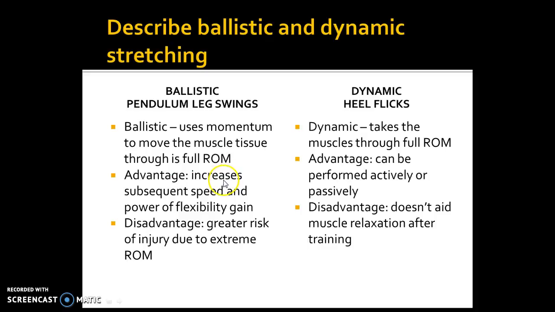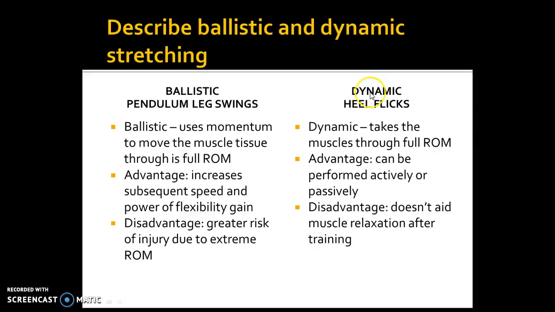Now this is really good for activities where you need extreme speed, flexibility and power. However, there's an increased risk of injury due to the extreme range of movement that your joints have to go through.